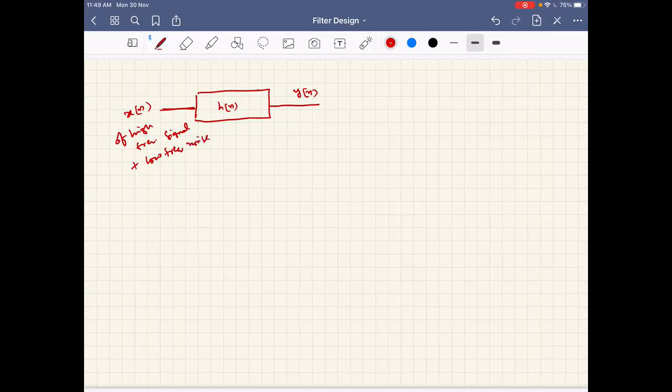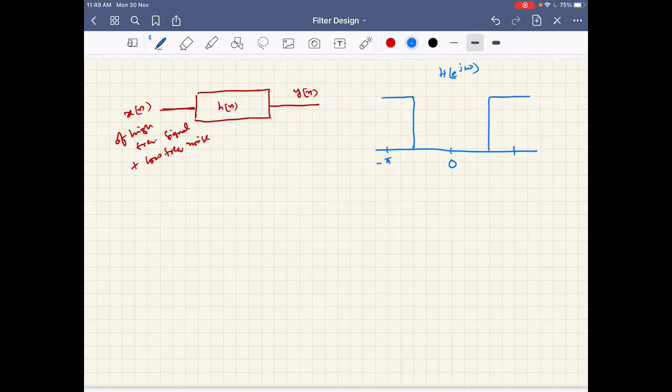Okay, it's rare chances, but we assume that such a situation exists. Then the filter H of e power j omega, that is the frequency response of the filter, ideally should be something like this. It suppresses the high frequencies. It passes the high frequencies, suppresses the low frequencies.